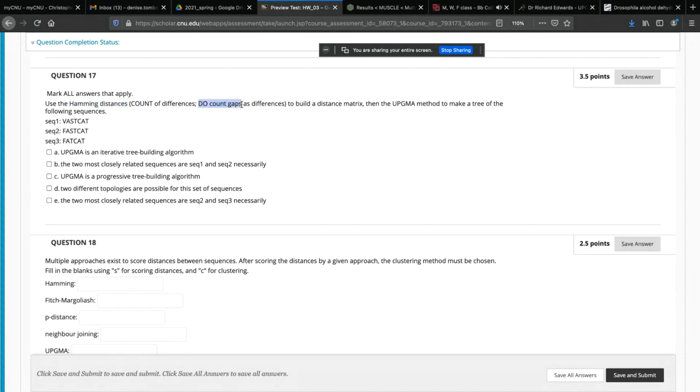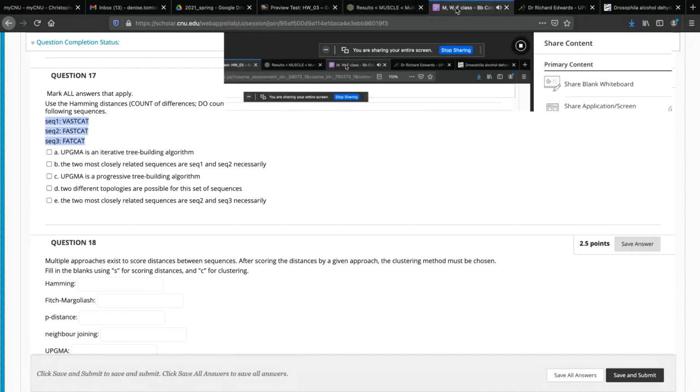Whenever there are gaps, we're going to count the gaps as distances, meaning when you compare two sequences, if there's a gap in one in comparison to the other, then that's a difference. All right, so we're going to build our distance matrix, and then we are going to make a tree. Those are the steps you need to do. And these are the sequences we are comparing. I'm going to go on the whiteboard and work on this there.